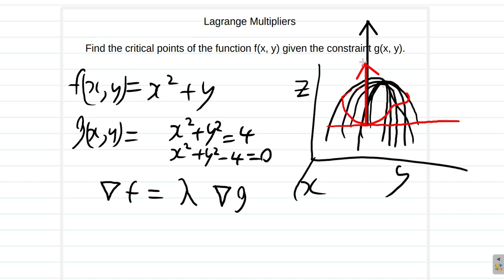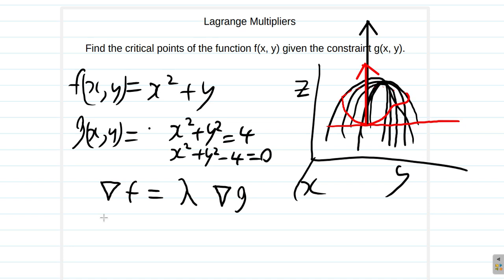And they won't generally be the same length. So you have to multiply the constraint. Well, the constraint could be longer or shorter. You have to multiply the constraint vector by a number to get it to be equal in magnitude to the function vector. So that number would be the Lagrange multiplier, which we have here, right?